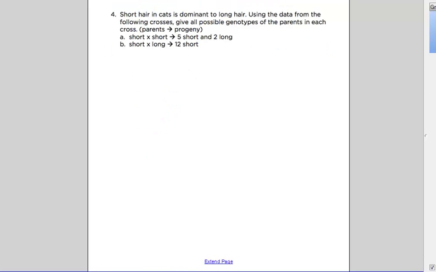Question 4 states that short hair in cats is dominant to long hair. Using the data from the following crosses, give all possible genotypes of the parents in each cross. So first we can write down, because short hair is dominant, we can define big S as short hair and little s as long hair.